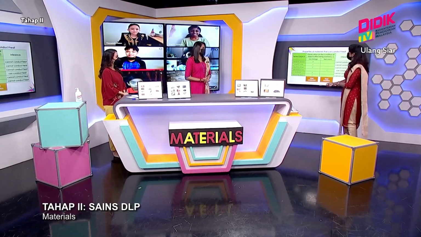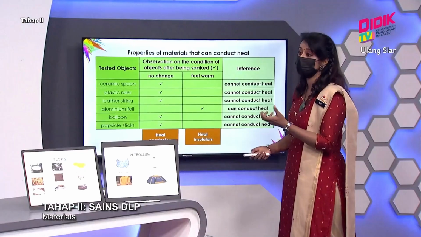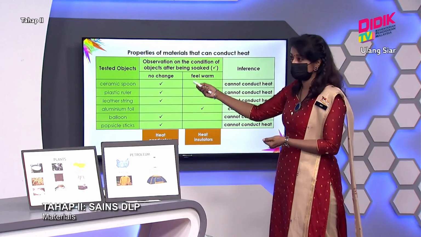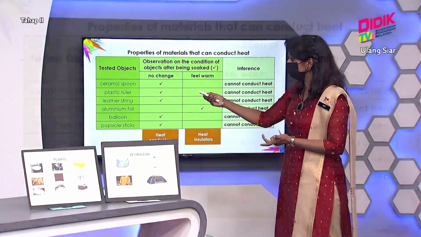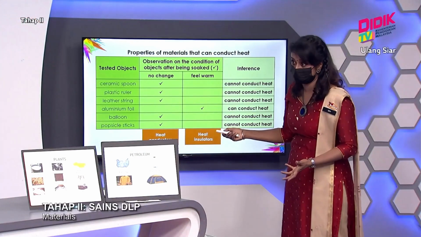Just now, Roshni was talking about heat, right? The object can absorb heat. That means heat conductor, we say that. Okay, properties of material that can conduct heat. She used a ceramic spoon, plastic ruler, leather string, aluminium foil, balloon, and popsicle sticks. From there she found out that the observation of the condition of the object after being soaked shows no change to the ceramic spoon, plastic ruler, leather string, balloon, and popsicle sticks. Because why? Because they are heat conductors.